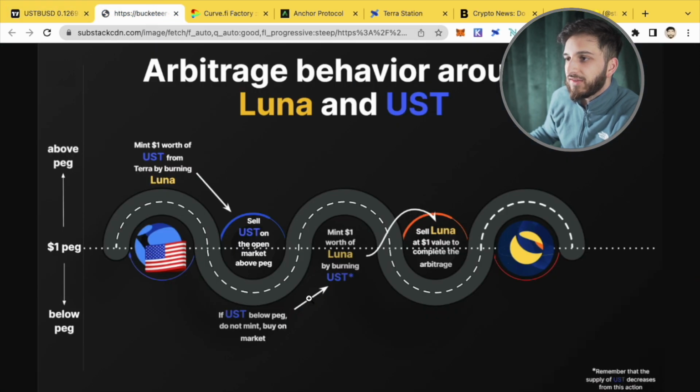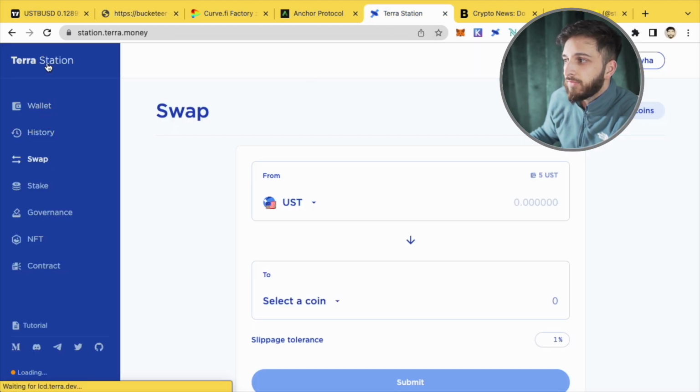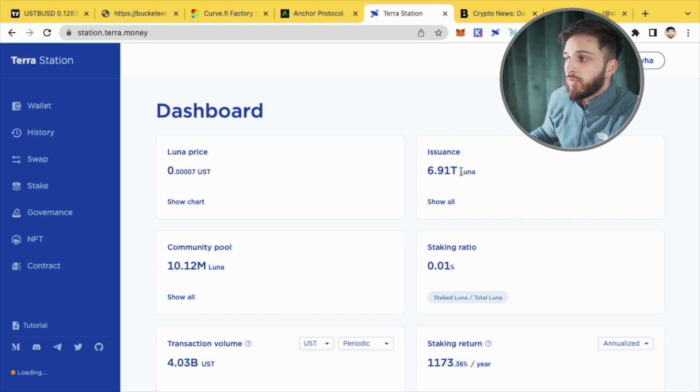Now, if we go back to this situation, when UST is below peg, you're minting $1 worth of Luna, and you know that UST is burning. So Luna supply went from 300 million to 1 billion to 2 billion, 3 billion, 4 billion, 5 billion, 10 billion, and I don't even want to look at what it is right now. 6.91 trillion. So Luna went into hyperinflation. So everyone was just trying to redeem whatever they could.